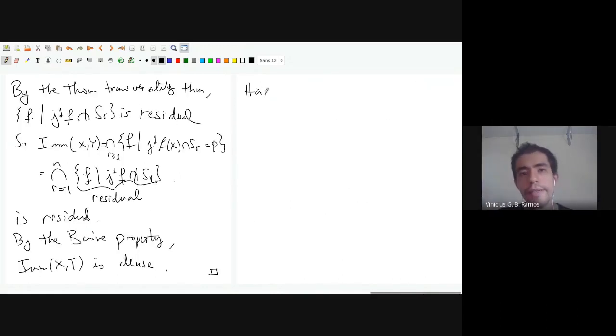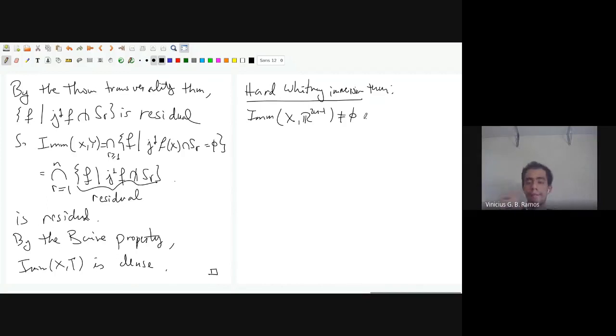So the hard Whitney immersion theorem is that if you look at the set of immersions from X to R^(2n-1), this is not empty.